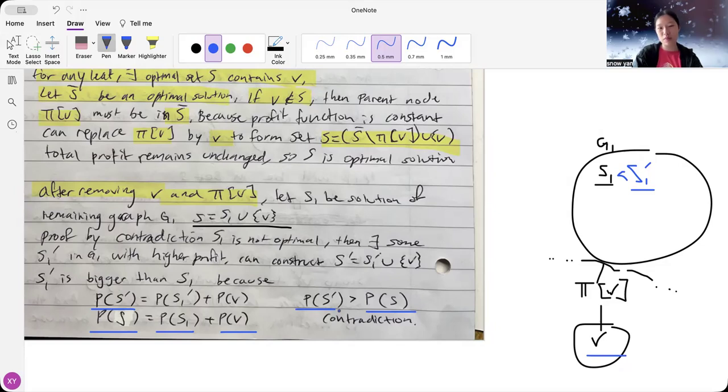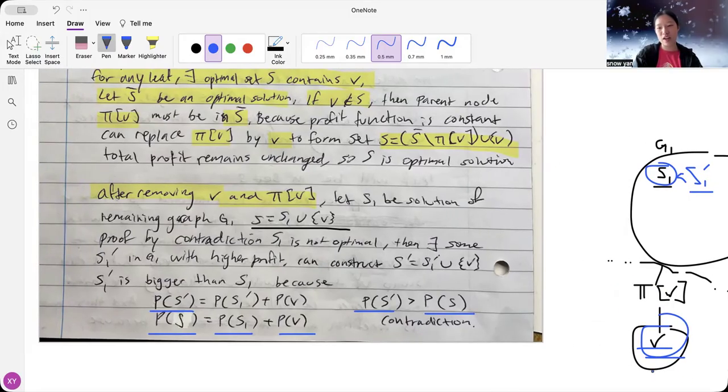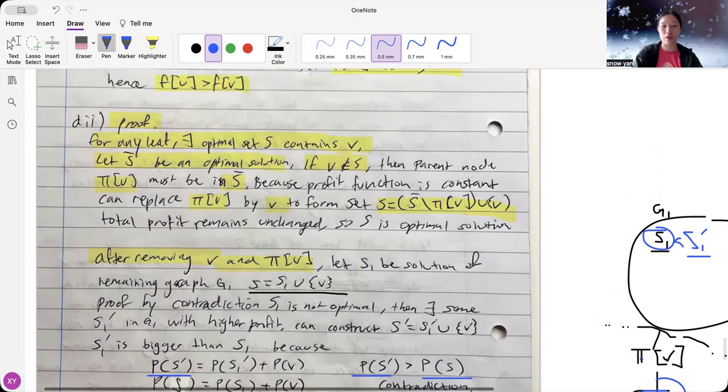So if the optimal solution is not the optimal, then we have a contradiction. So hence this is not possible. So hence S1 must have been the best solution, and V should have also been a part of this, right? So that's why we can show that every time, removing the leaf would be our greedy optimal approach to solving this problem.